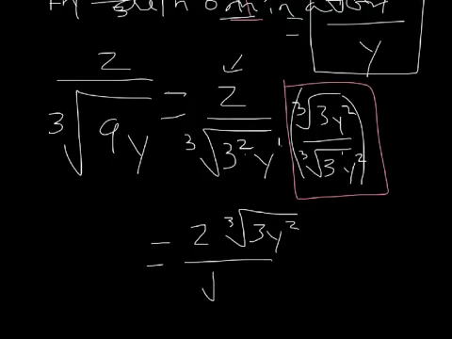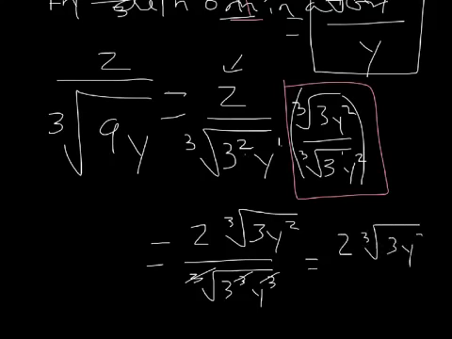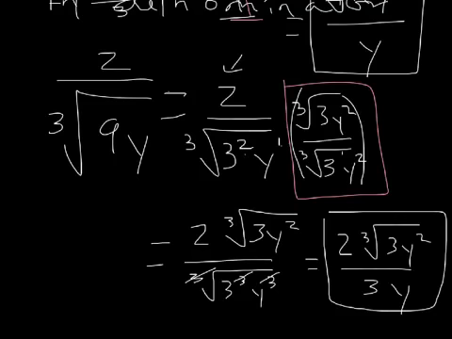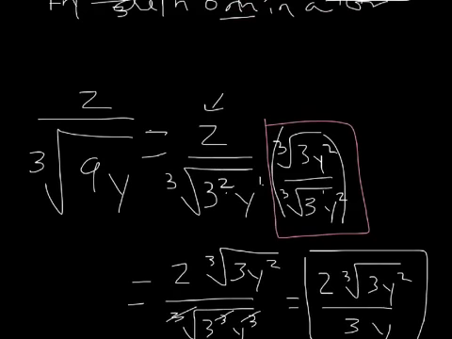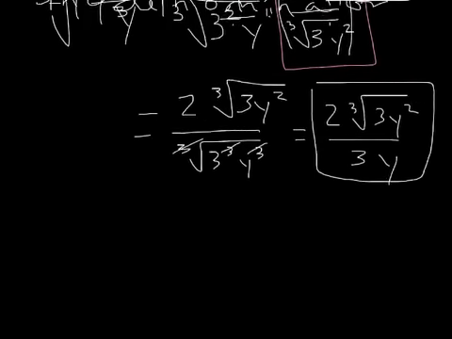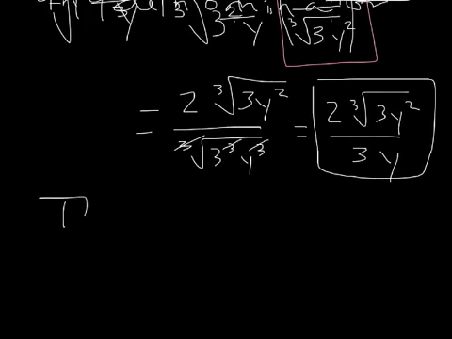And then on the bottom, what do I have? The cube root. This is now 3 cubed y cubed, but those are going to cancel. So then I have 2 times the cube root of 3y squared all over 3y. It doesn't even feel like we did anything helpful, but technically that's simplified. And the reason is that it doesn't have a radical in the denominator. So we say this is simplified.